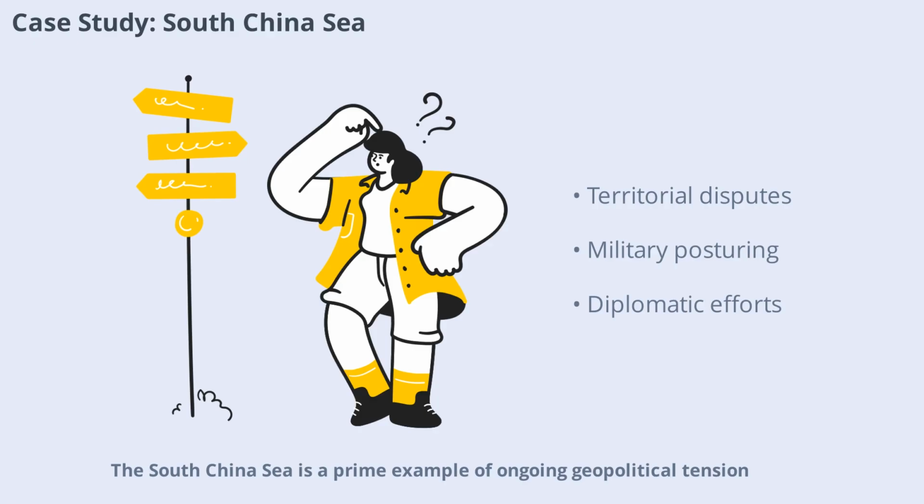The South China Sea is a prime example of ongoing geopolitical tension. Multiple countries claim territory and resources in the strategic region, leading to frequent disputes and military posturing. The involvement of major powers adds complexity and risk. By examining this case, we gain insight into the challenges of managing competing interests and the importance of diplomacy.